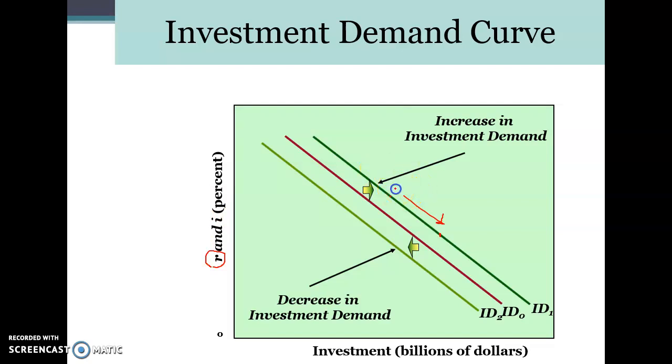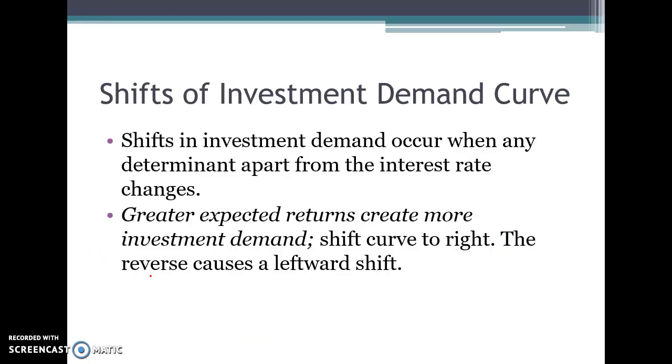So the movement along the curve, for example, if we move from point A towards point B, this type of movement represents the movement along the curve, and the reason for this movement along the curve is the change in the interest rate. But if the curve has moved from here, it means an increase in the investment. If the curve has moved in this direction, it means a decrease in the investment. It could be due to some other reasons which I'm going to describe afterwards, but not the interest rate. This represents the movement of the curve.